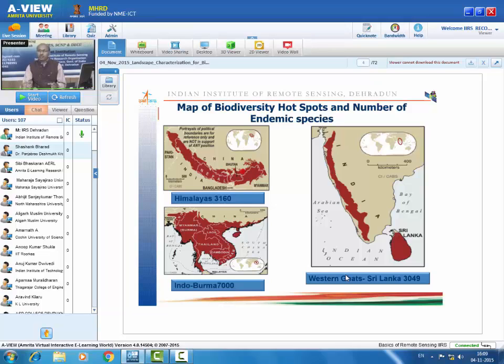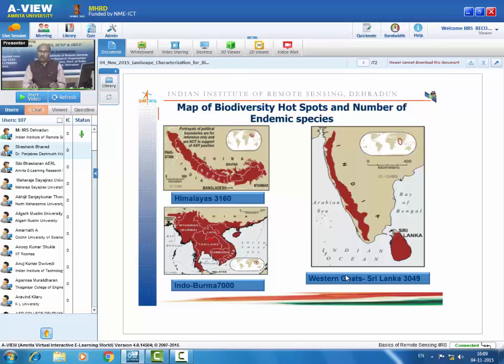Now let us say there's a new term coming up, hotspot. Hotspot basically means where you have very high biodiversity. That means the concentration of the species, whether it is plant or animal, is very high and very unique in that area, so that we can call it a hotspot area. So Himalayas are one of those.